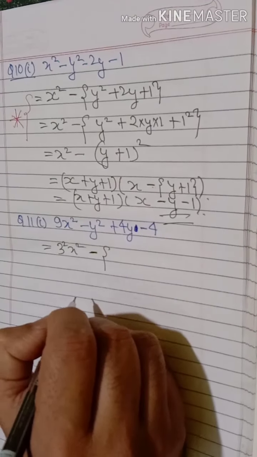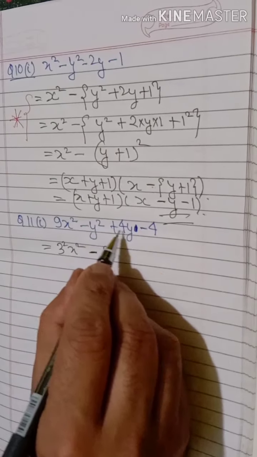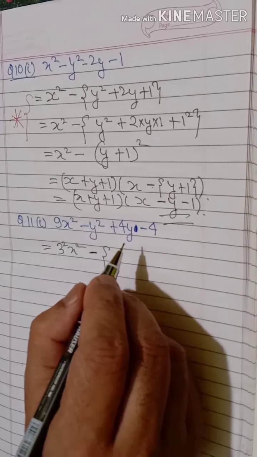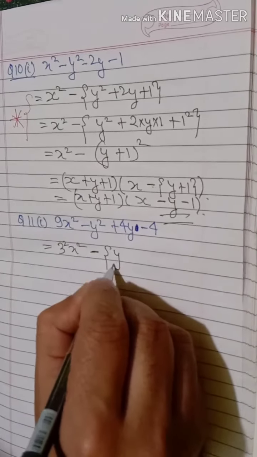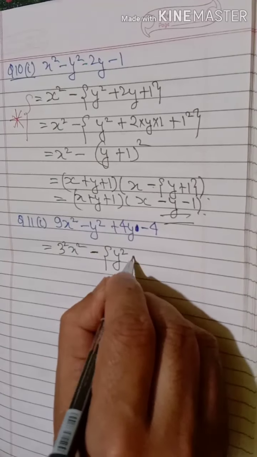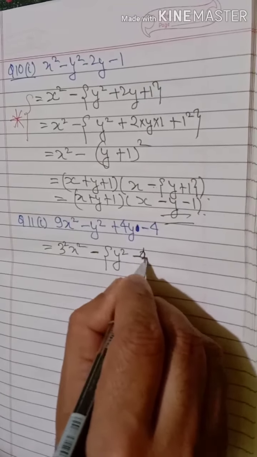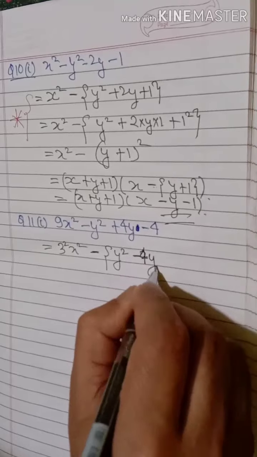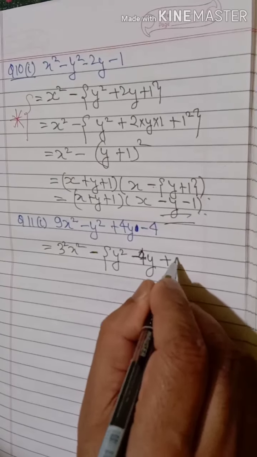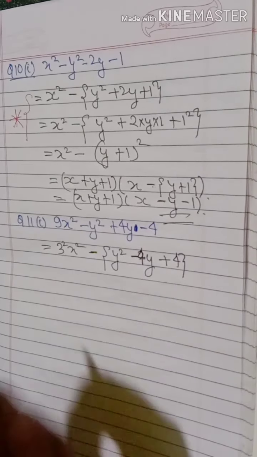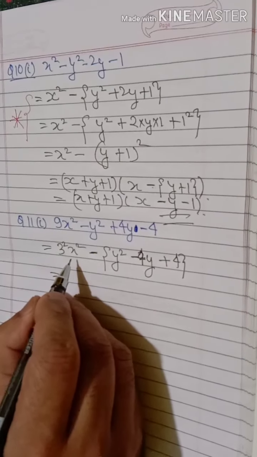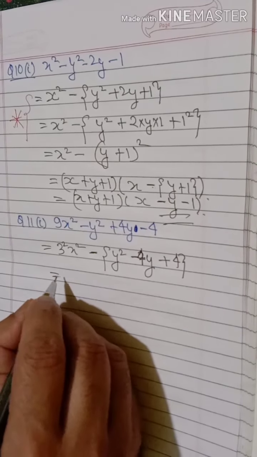After taking a minus common, what did I tell you? The sign of all the terms inside the bracket will change. So minus y square will become plus y square, plus 4y will become minus 4y, and then minus 4 will become plus 4. Okay, now 3 square x square can be written as 3x whole square.